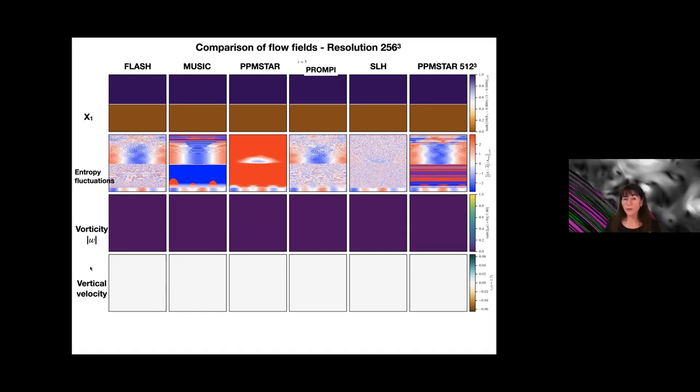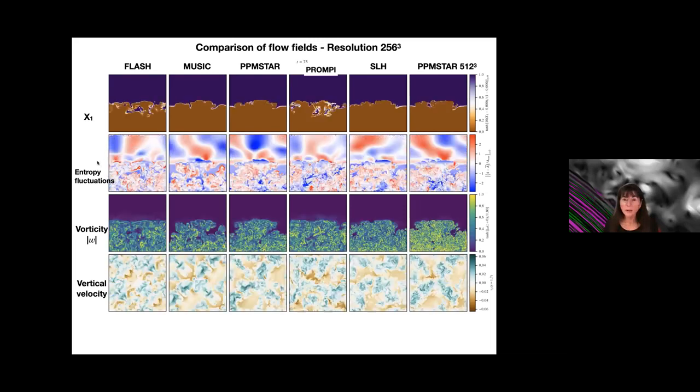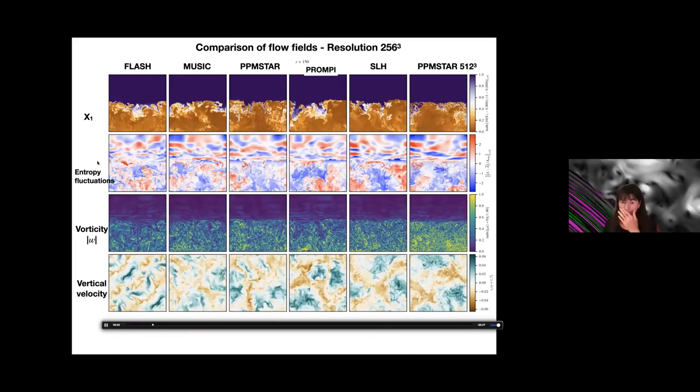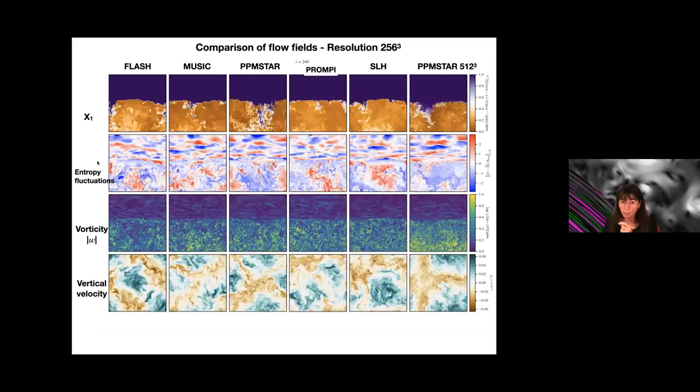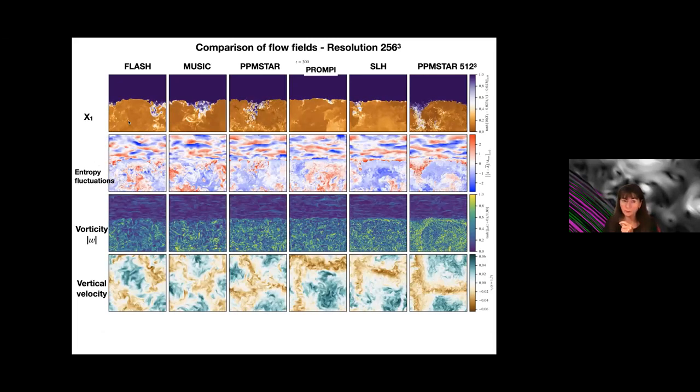And I will show the movie just to show you the complexity of the flow. You will see it will start very rapidly, so be tuned. So 3, 2, 1, let's go. You can see entropy fluctuation starting, and then very rapidly the flow gets to a complex regime in the convective region.